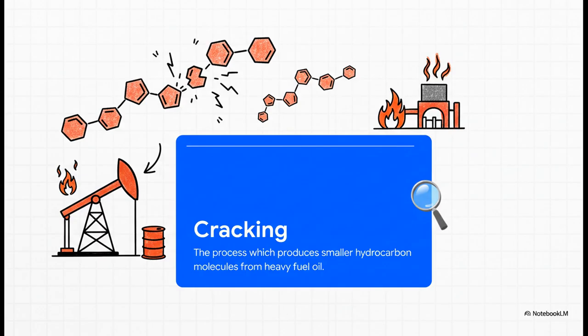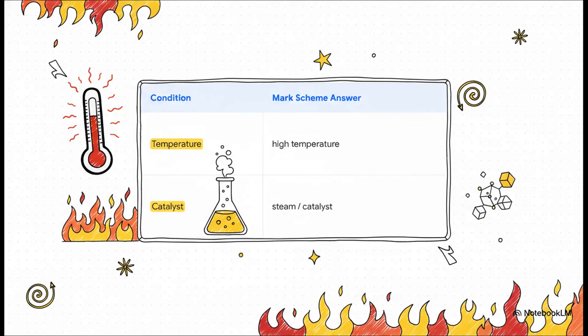It's where we take those large, not so useful hydrocarbon molecules and break them down into smaller, much more valuable ones, like petrol. Now, for the other 2 marks, you need the conditions. For the first one, you just have to say high temperature. And the mark scheme is really helpful here. It even says you can state a specific temperature, anywhere from 300 to 900 degrees Celsius. For the final mark, you need the second condition, and you can either write steam or catalyst. Either one will get you the point.